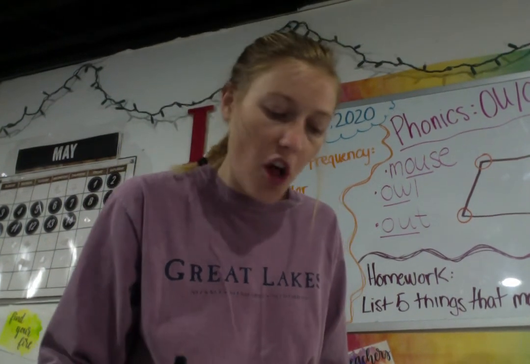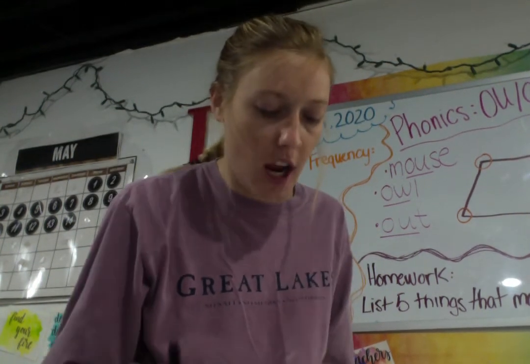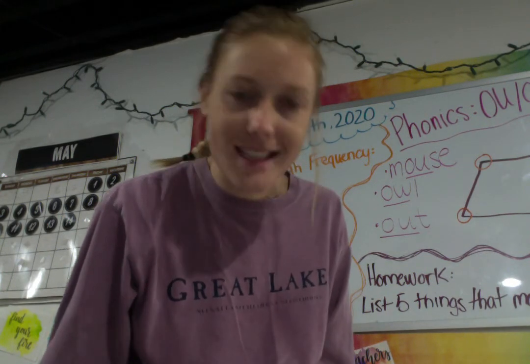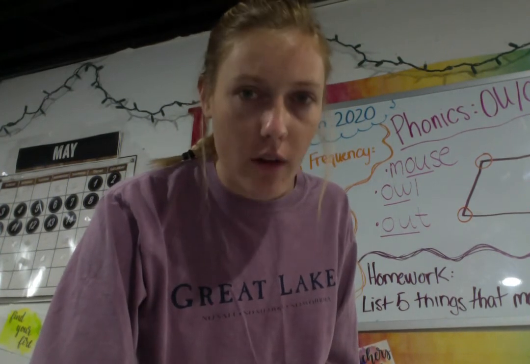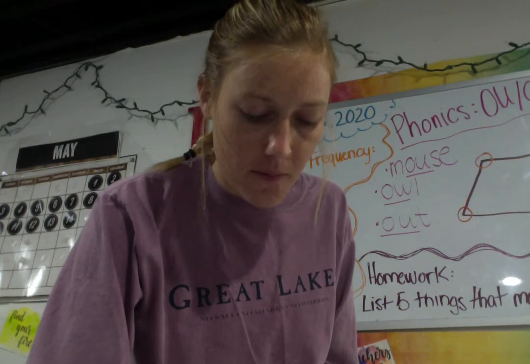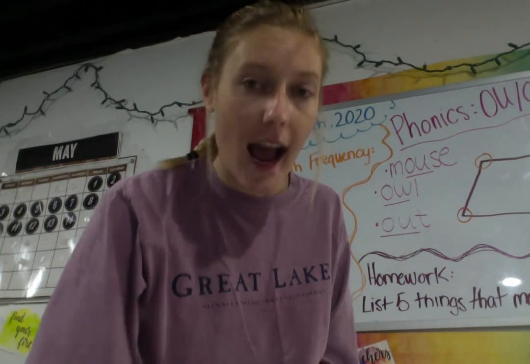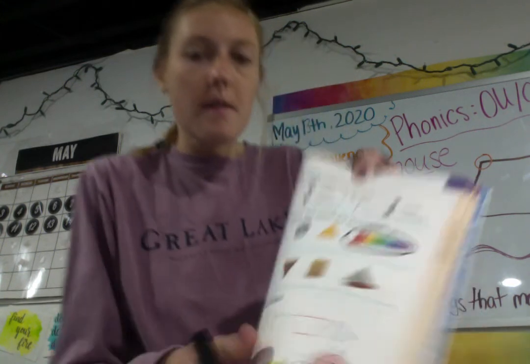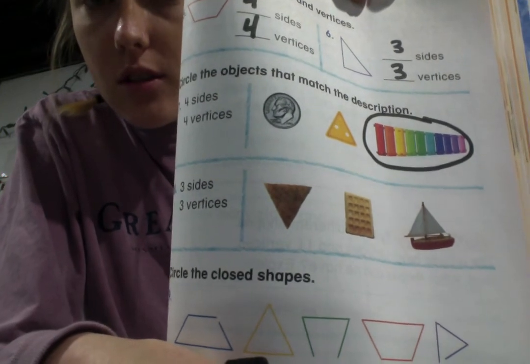You were supposed to circle a shape that had 4 sides and 4 vertices. Which shape or which picture shows that? Is it the dime, the button, or the xylophone? Which one should we circle? Which one had 4 sides and 4 vertices? Steven? The xylophone, yep, that rainbow xylophone. So you should have circled that xylophone picture.